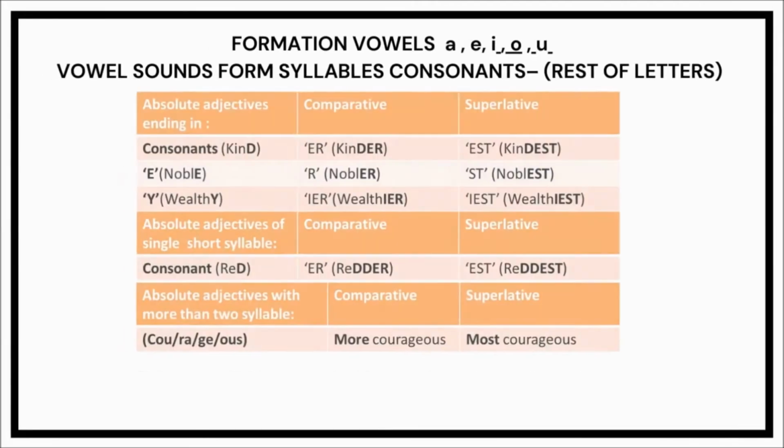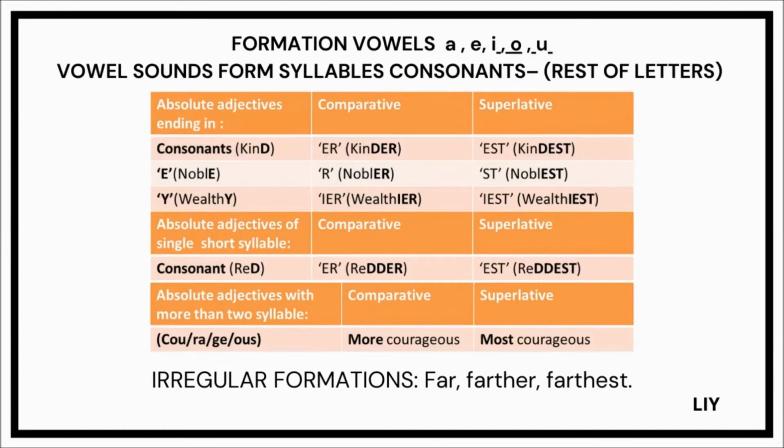The formation of degrees of adjectives. Before that, we need to know what syllables are. Syllables are nothing but the vowel sounds that are heard while saying a word. The vowels in the English language are A, E, I, O, U. The rest of the letters are known as consonants. They are B, C, D, F, etc. Let's take a look at some adjectives to understand more clearly.